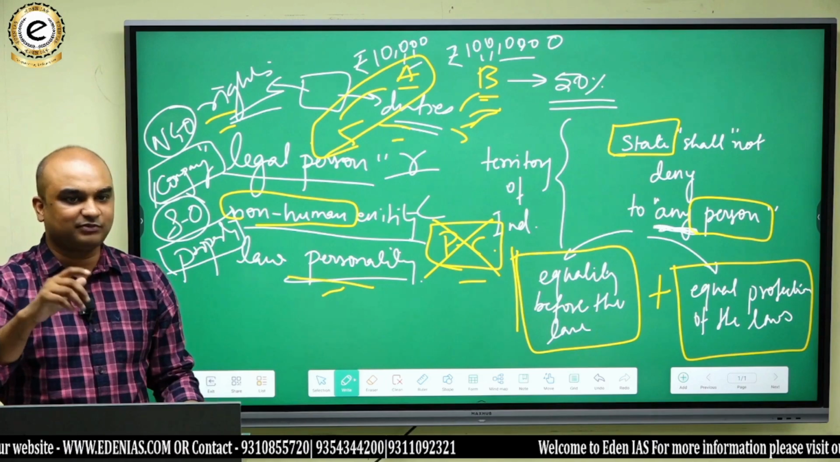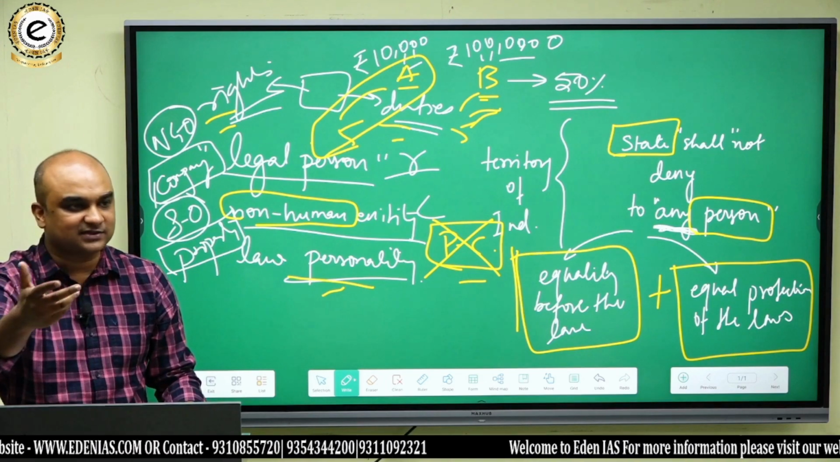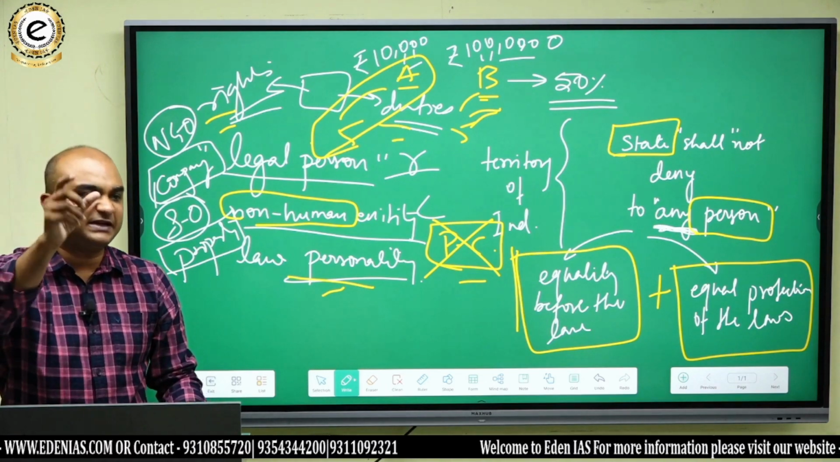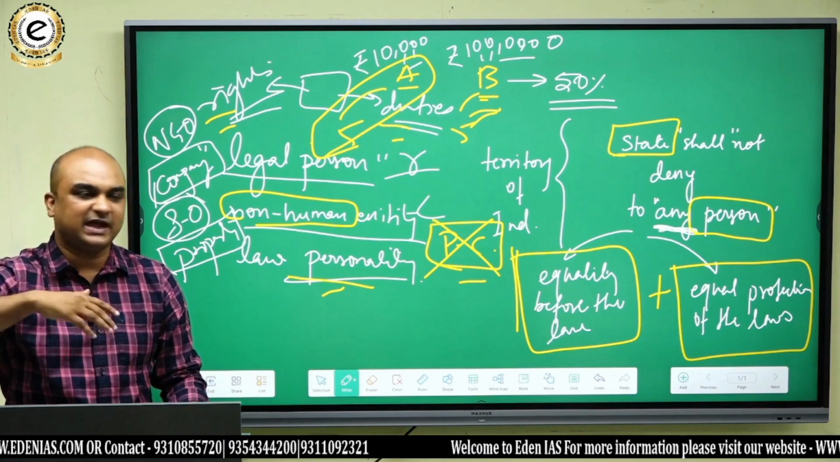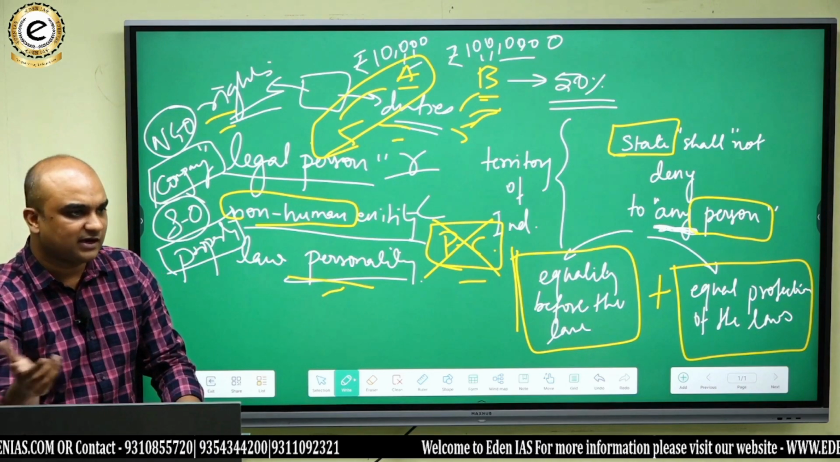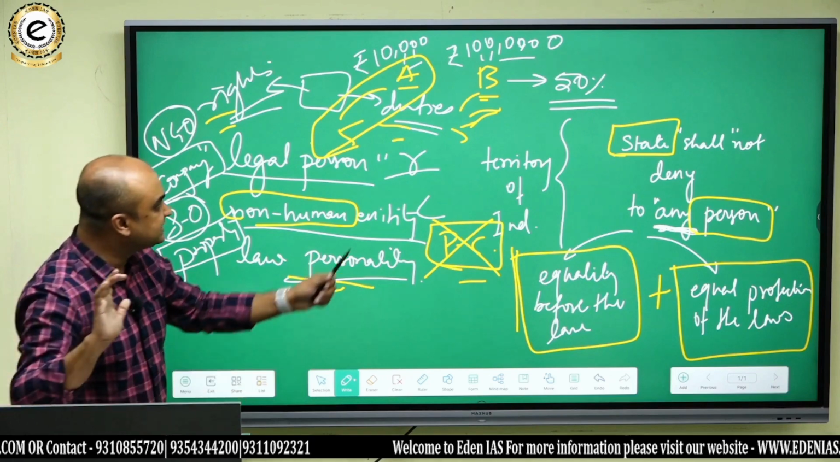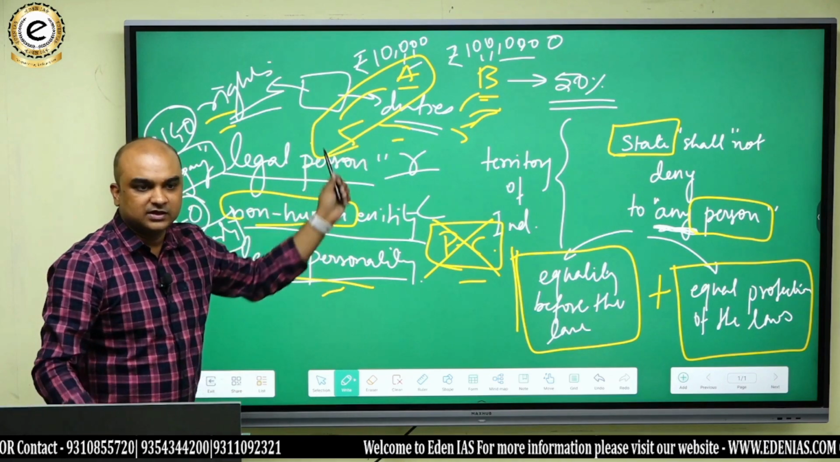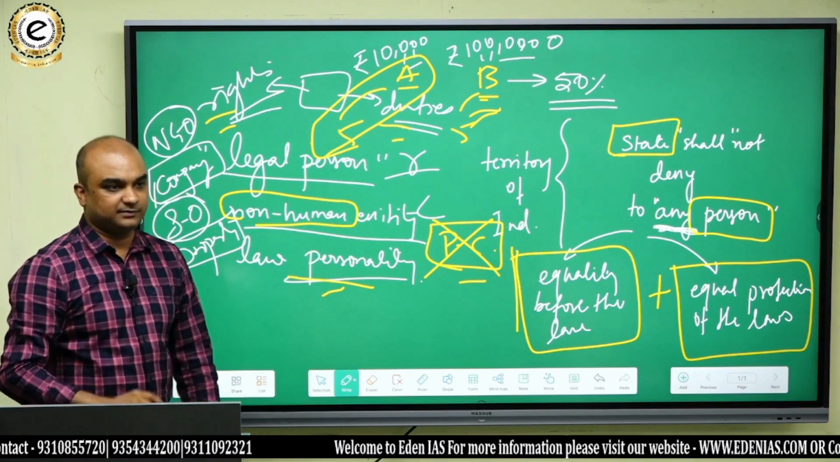Right, so for example, up to this much there is no tax. Between 5 lakh to 10 lakh, maybe 10%, after that maybe 20%, and it varies from year to year and from country to country. So this means that those who are in a similar position, the law should treat them similarly.